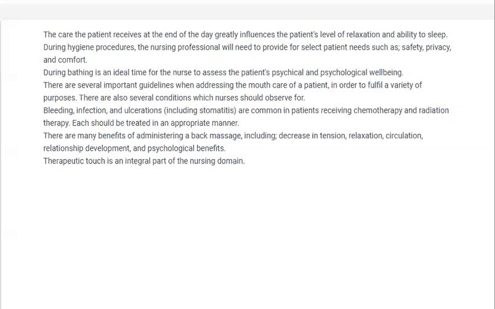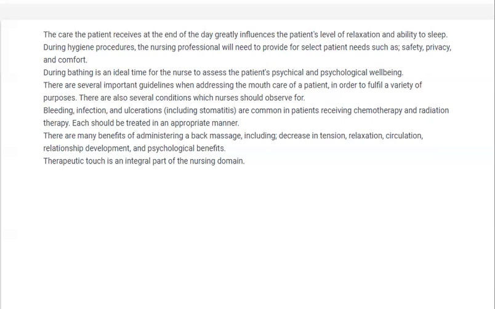There are several important guidelines when addressing the mouth care of a patient in order to fulfill a variety of purposes. There are also several conditions which nurses should observe for. Bleeding, infection, and ulcerations, including stomatitis, are common in patients receiving chemotherapy and radiation therapy. Each should be treated in an appropriate manner.